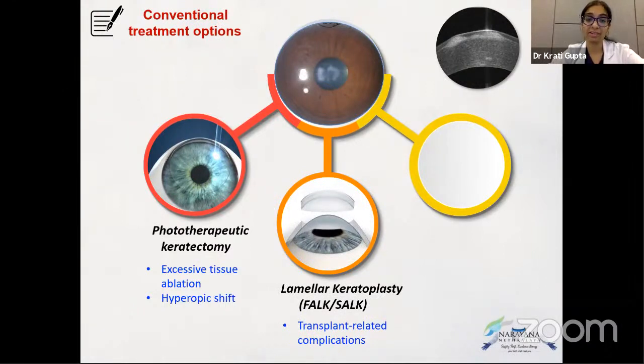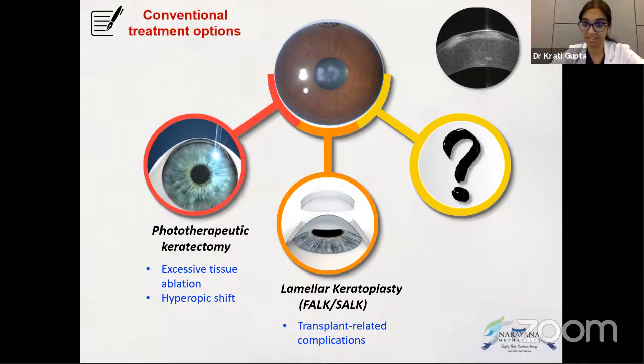Lamellar keratoplasty, again, would not be a good choice in this particular patient since his best corrected visual acuity was 6/6 parts, and we don't want to load him with transplant-related complications. So how do we manage this case?